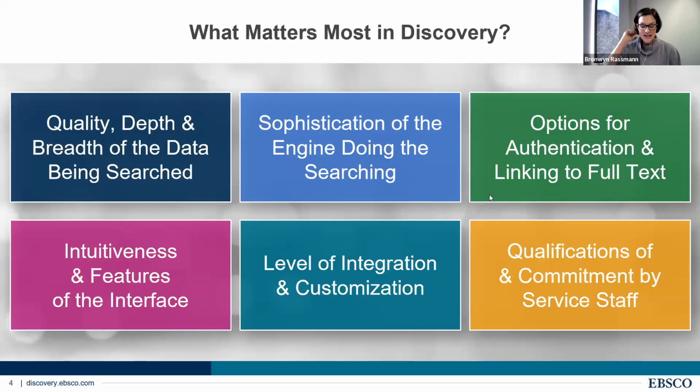So these are the slides that, it's like I'm talking about it again, but really for me this is the most important part of discovery. And the two tiers that I'm going to talk about today are the quality, depth, and breadth of the data being searched, and the sophistication of the search engine doing the searching.